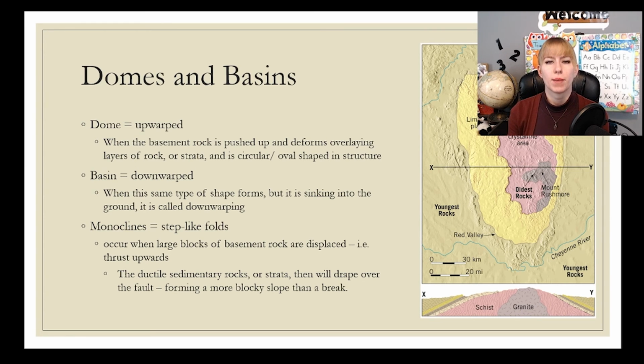This occurs when that material that may have pushed it up originally is removed, such as the removal of a magma body. Monoclines are large step-like folds that occur when large blocks of basement rock are displaced or thrust upwards. Ductile sedimentary rocks or strata will drape over the fault, forming more of a blocky slope than a break.